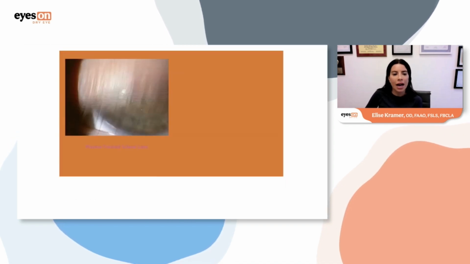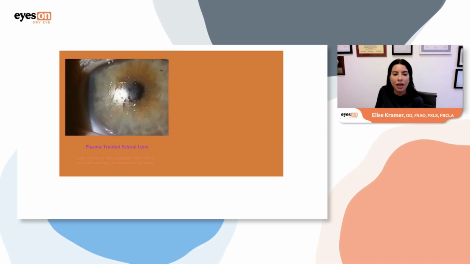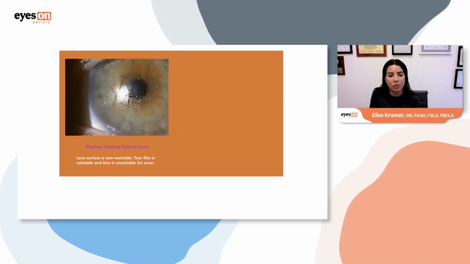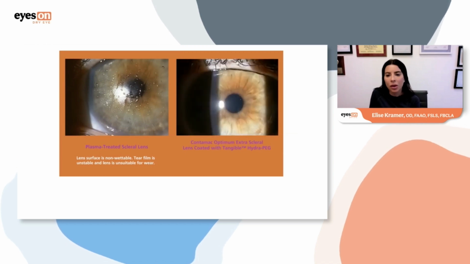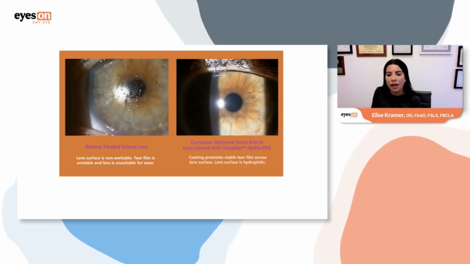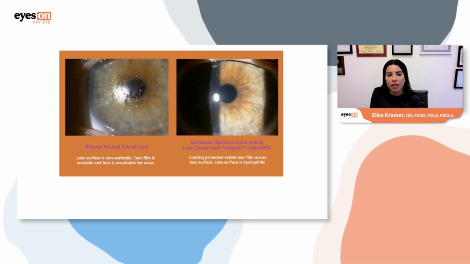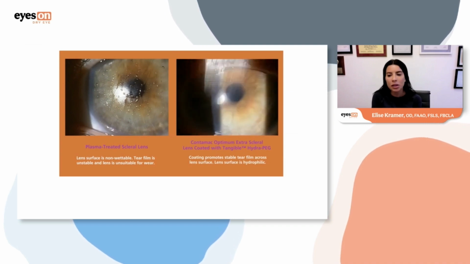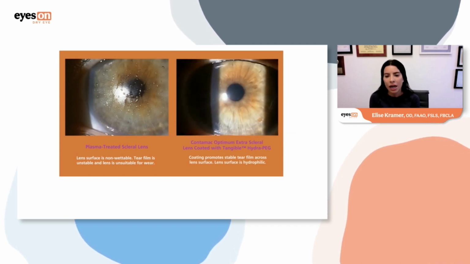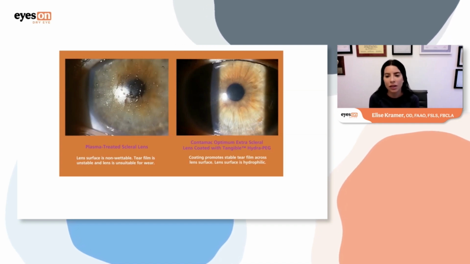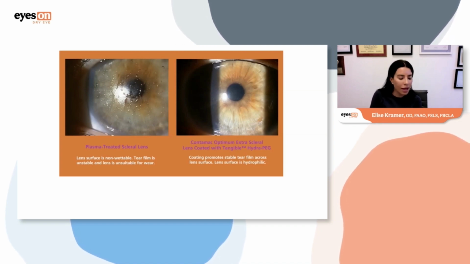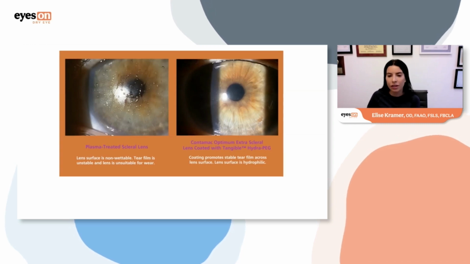So let's see how that works. You have a plasma-treated scleral lens, but just poor wetting. The tear film is unstable, the lens is unsuitable. But when we add HydroPeg, it just becomes clear. It interacts so much better with the ocular surface. It promotes a stable tear film across the lens surface, and creates a hydrophilic lens surface.